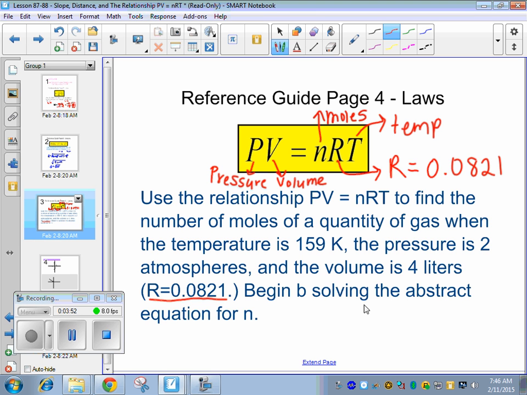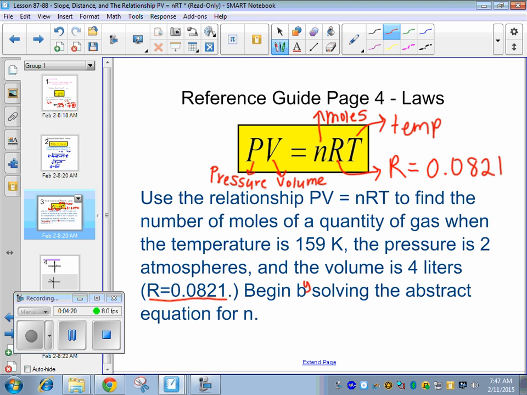Alright, so you guys can flip back to the book and we'll solve this one. We'll try it. So use the relationship PV equals nRT to find the number of moles of a quantity of gas when the temperature is 159 kelvins, the pressure is 2 atmospheres, and the volume is 4 liters. They're telling you R. Begin by solving the abstract equation for N.